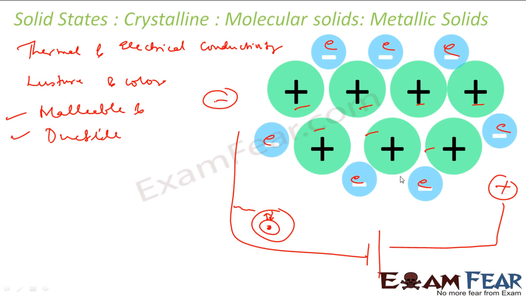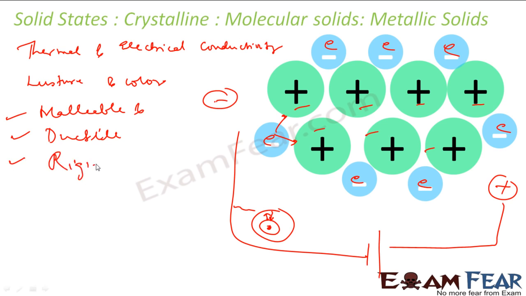Why? These free electrons allow metals to slide over each other, and that's why they are malleable and ductile. For example, copper, aluminum, all these metals have free electrons. There's a force between positive and negative, and this force holds the metal ions together. Since we are talking about the real charge here, positive and negative, the force of attraction is more.